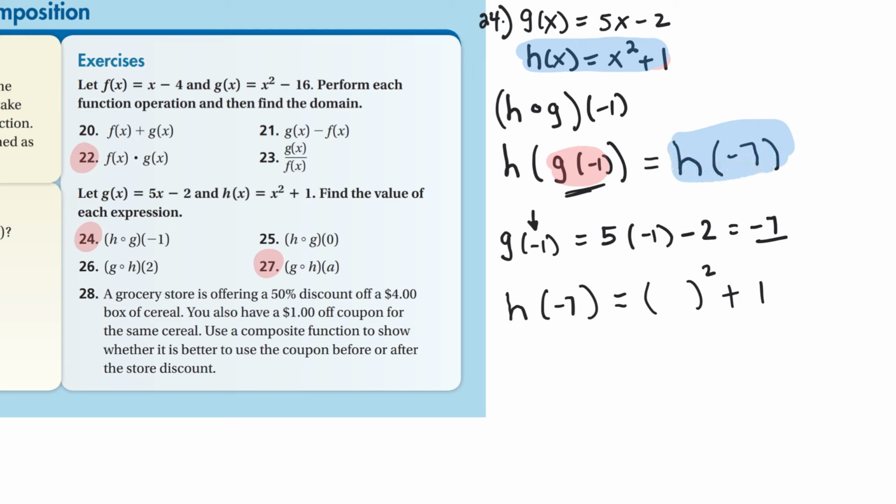Okay, so we have h here, but what you got to do is show some work. So this is where we're showing our work. And you notice we have a missing value there. What do you have to put in there? You have to put in there negative 7, because that is the input. So what do you get? Negative 7 to the second power is 49. Plus 1 gives you 50. So the actual h of g of negative 1, the final answer, is 50.